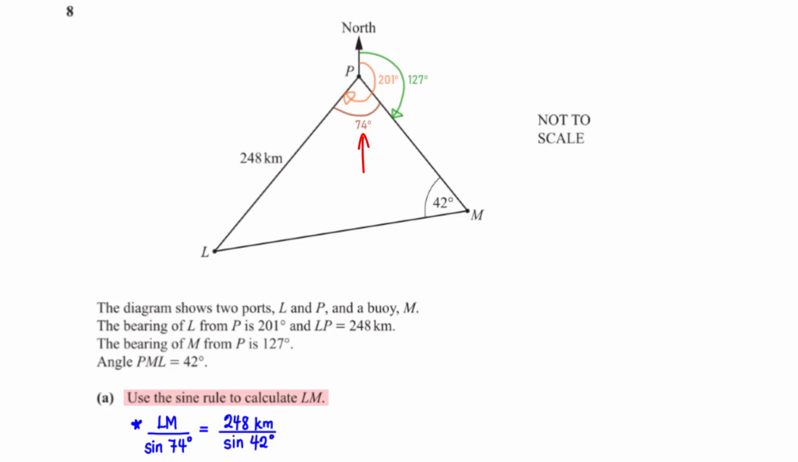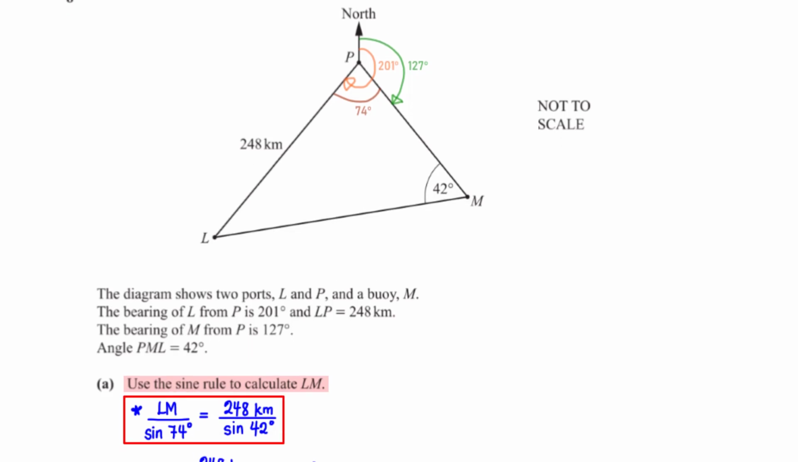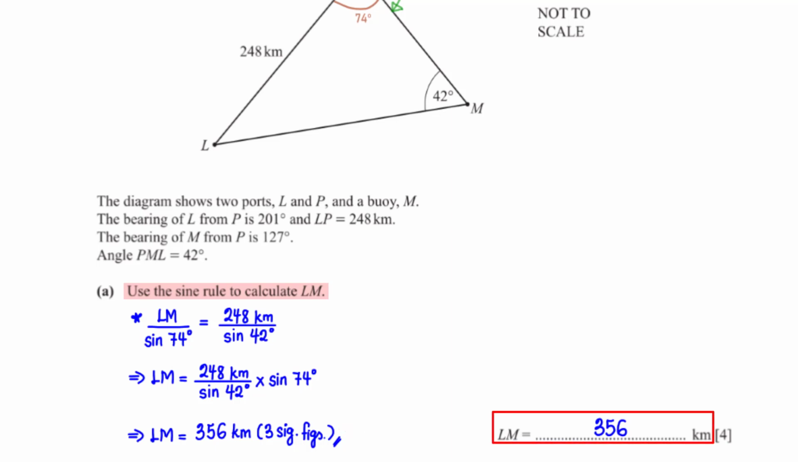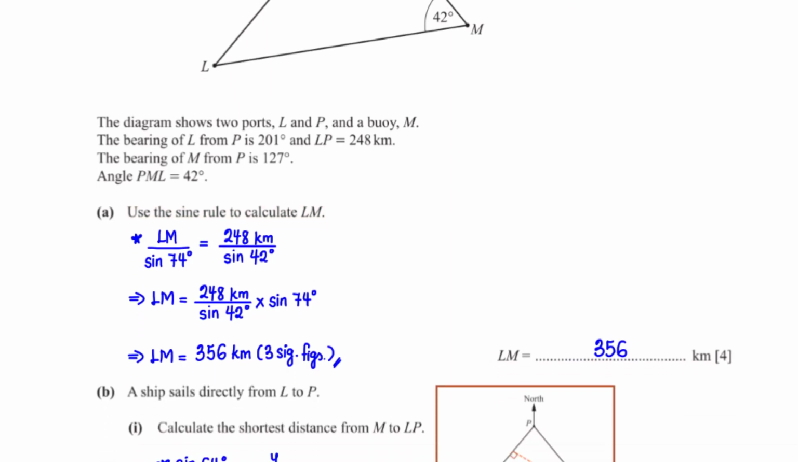Now that we have this angle, we can use the sine rule to get LM. When we apply the sine rule to the triangle, this is what we get. When we make LM the subject, this is what we have. When we type this into the calculator, we get 356 kilometers, rounded to 3 significant figures.